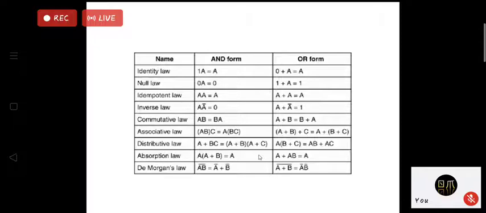And one more theorem is there, the absorption theorem. The absorption theorem says that A into bracket A plus B is simply A, and A plus AB is simply A. Now, some of you may need to prove this, because some of you may not be able to do it with the truth table. It can be proven by the truth table and by basic laws also.